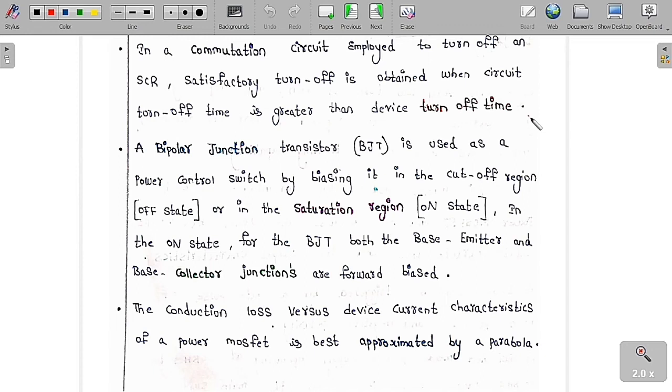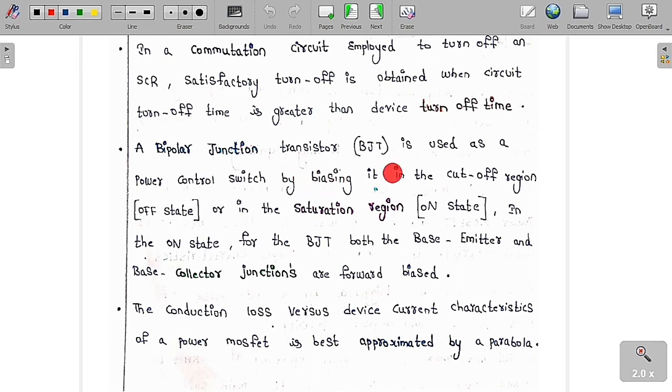Circuit turn off time is the time for which we keep the reverse voltage across the thyristor or the SCR. That time should always be greater than the device turn off time. Then only we can ensure that the device is 100% turned off. So in the commutation circuit employed to turn off an SCR, satisfactory turn off is obtained when the circuit turn off time is greater than the device turn off time.